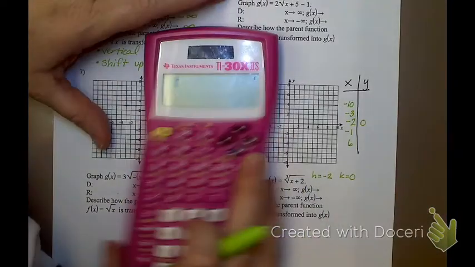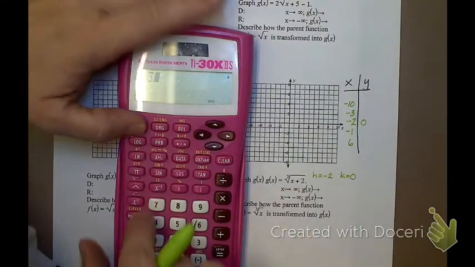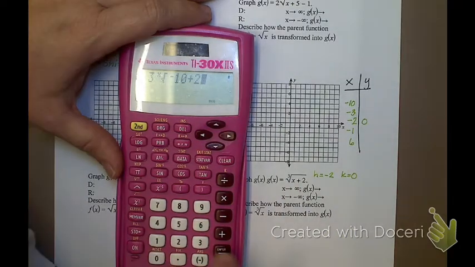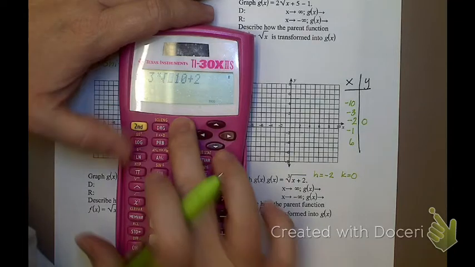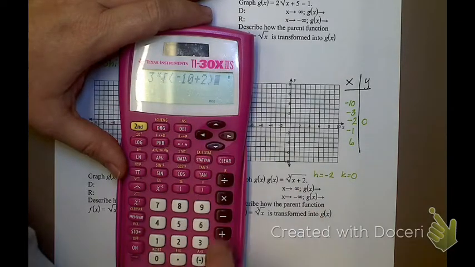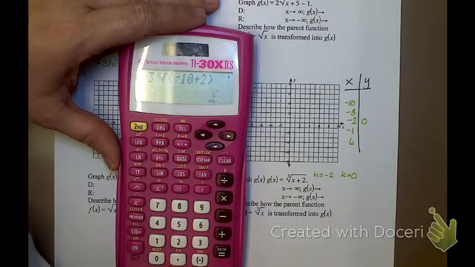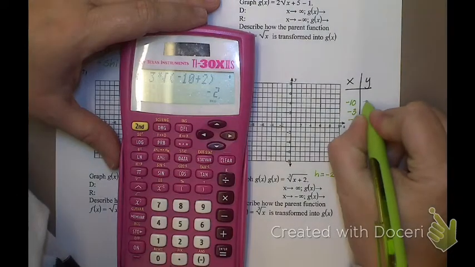Now I'm going to use my calculator to plug stuff in. I have the cube root of -10 plus 2. And again, let's go ahead and put that in parentheses because it doesn't automatically. That way it knows that 2 is in the h value inside the radical as opposed to a k value outside. And I get -2.